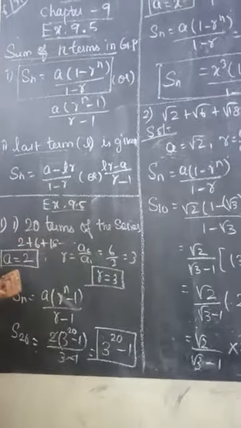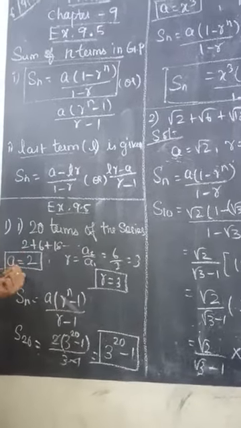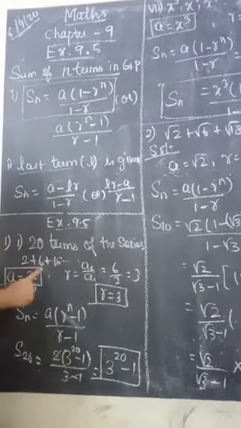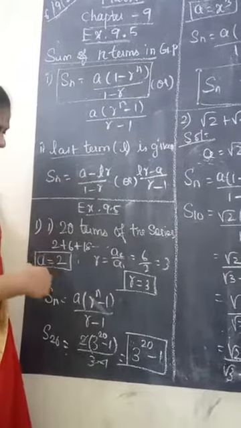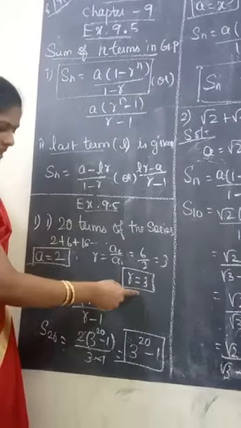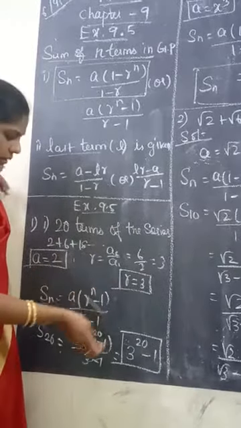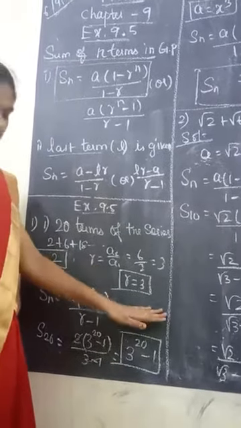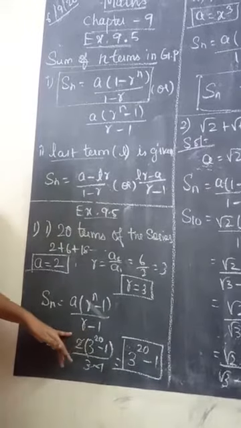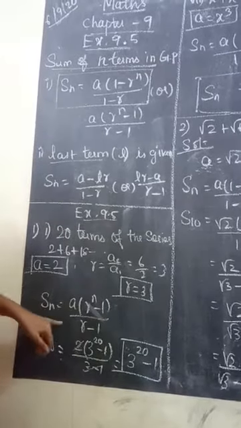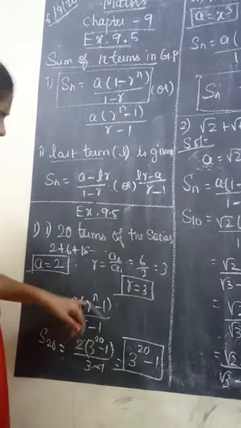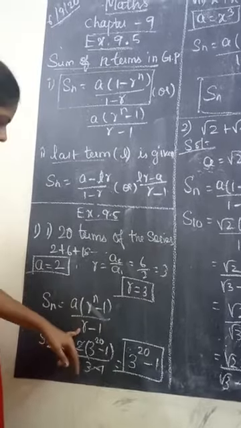So what is a? a is the initial value. So a is equal to 2. Now, how do we find the ratio? a2 divided by a1. So 6 by 2 is 3, and 18 by 6 is also 3. So now we found a and r. We need to apply the sum formula. What is the sum formula? Sn equals a into r power n minus 1 by r minus 1.